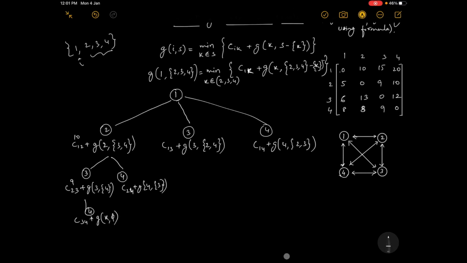Similarly here. So what is C34? C34 is 12. So this is 12. What is this? G of 4 comma, and what is the initial position? 1, correct? So 4 to 1, the cost is 8. So how much? It is 20 here.